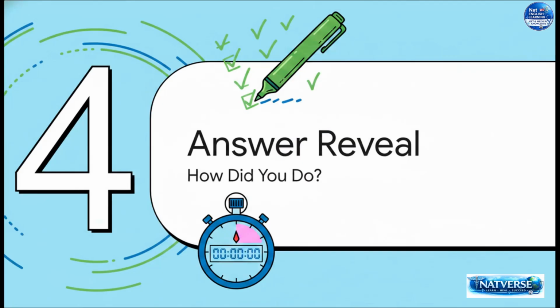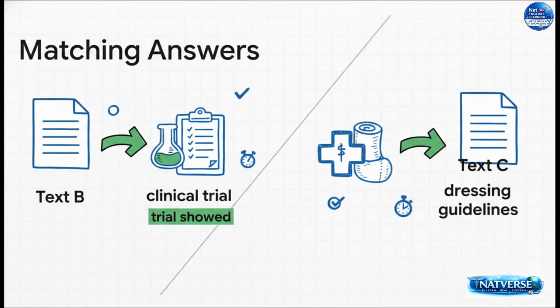All right, section 4, answer reveal and explanations. Let's see how you did. Okay, timer's down. Let's grab our green grading pens. This is where we see if your skimming and scanning hacks actually paid off. For the matching section, question 1 is text B. Why? Well, because text B explicitly mentions the phrase trial showed, making it the obvious choice for a study.